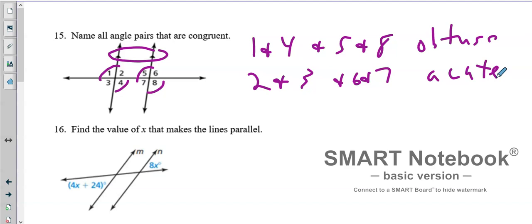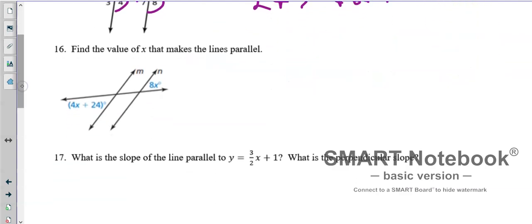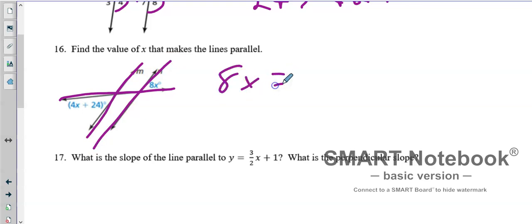All right, 16. Find the value of x that makes the lines parallel. Well, we're talking about alternate exterior angles. Alternate means one's on the top, one's on the bottom. Exterior, they're outside these two lines. So for those two lines to be parallel, 8x has to be equal to 4x + 24.